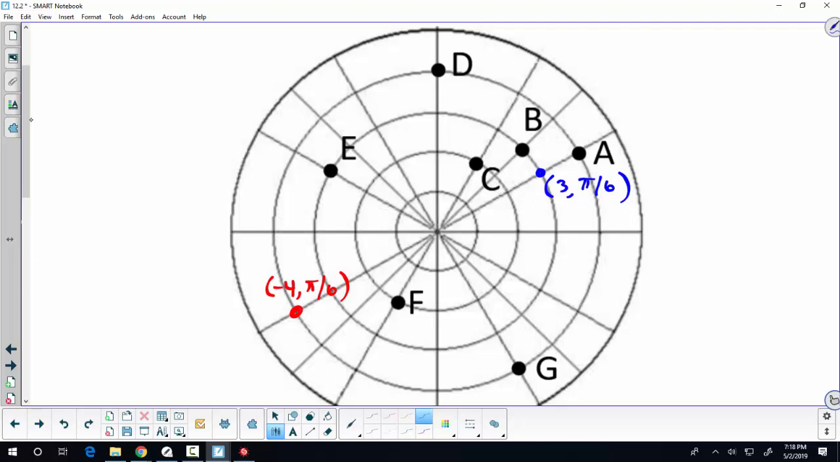That's not negative 3. Well, so we go out 1, 2, 3, and then we rotate by this much. So remember, we wanted r to be positive and theta to be between 0 and 2 pi.